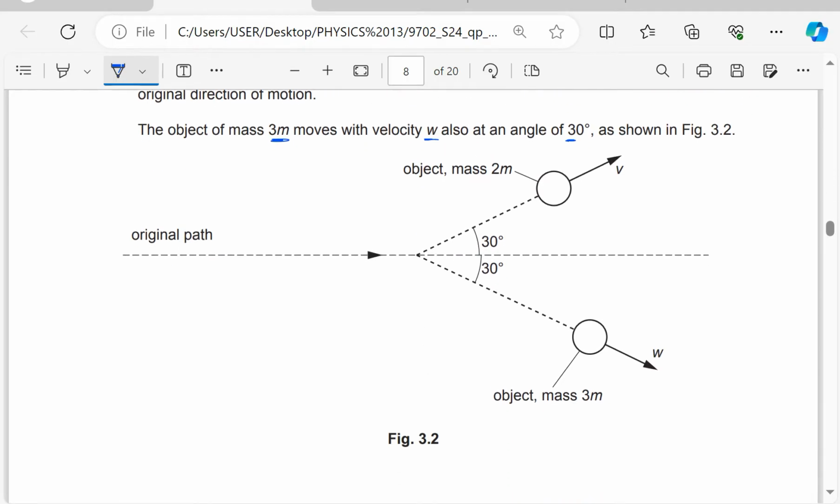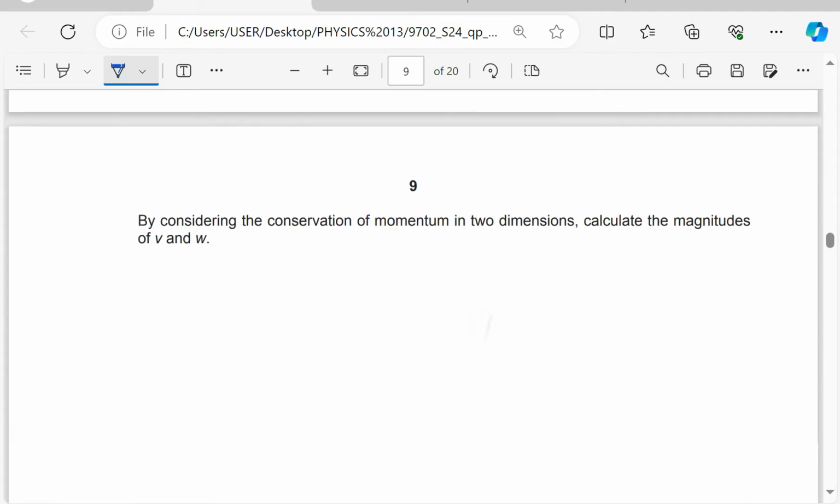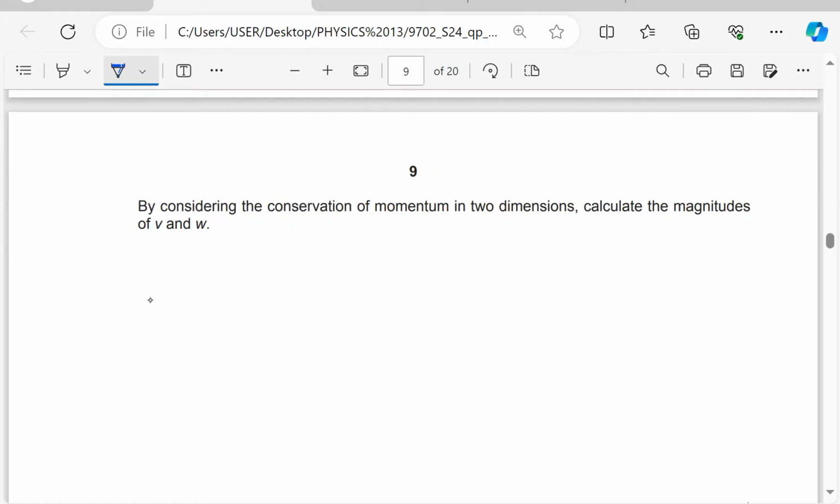You must have seen this in most of my videos, in the topic of dynamics. If you haven't seen this and you want to practice, you can look for dynamics among the playlists. By considering the conservation of momentum in 2 dimensions, that is, we have the vertical and the horizontal, calculate the magnitude of v and w.